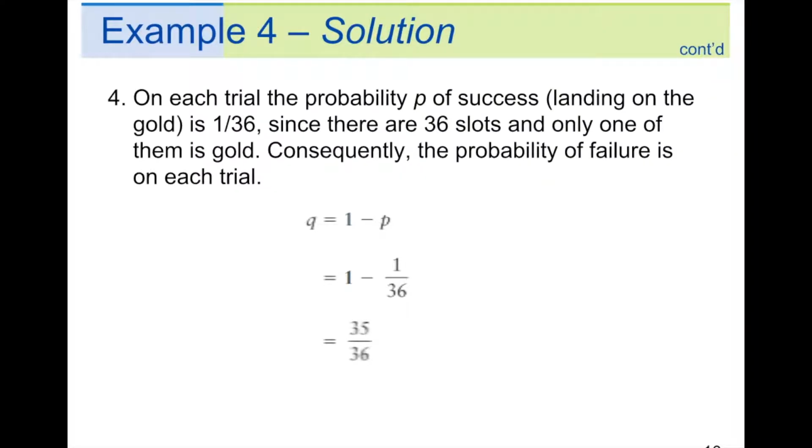On each trial, the probability P of success, landing on gold, is 1 out of 36, since there are 36 slots and only one of them is gold. Consequently, the probability of failure on each trial is 35 out of 36, because it's 1 minus the probability of success. So the probability of failure is 1 minus the probability of success. The complement, as it were.